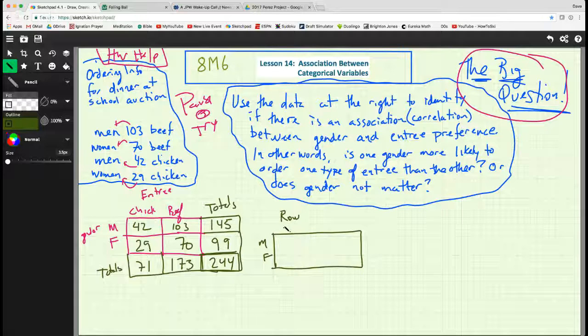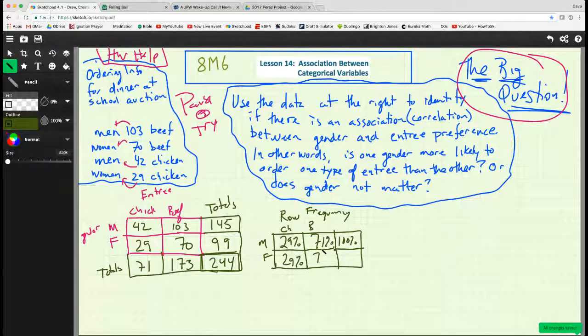Male and female, chicken, beef. So we do that, our row relative frequency, we take our 42 and divide it by 145. 42 divided by 145, and we get 29%. And we take our beef total, 103 divided by 145, and that should be the 71%. And for the females, we get 29 divided by 99, and that's basically 29%. And this is 71%, 100%. Now let's do our column frequency.